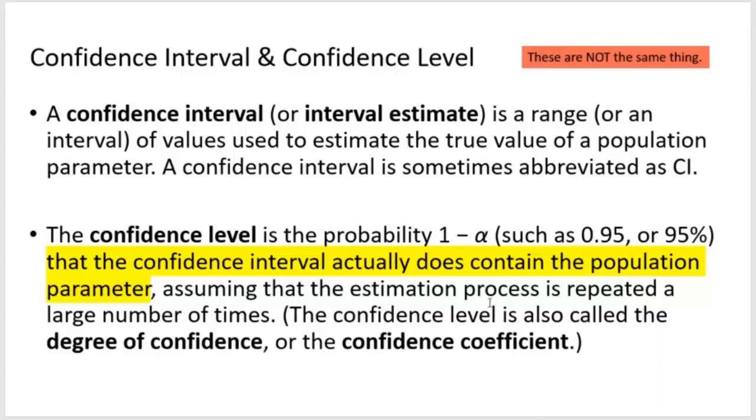Now, it does assume that this estimation process is repeated a large number of times. So this is actually referencing a process. The confidence level is sometimes called the degree of confidence or the confidence coefficient, but we'll be calling it the confidence level throughout this text.